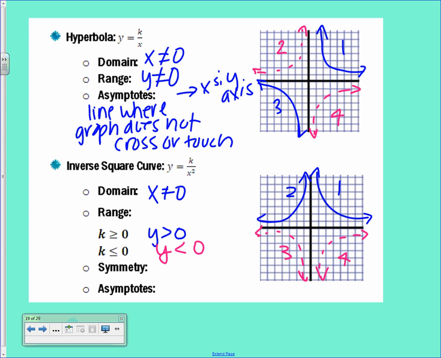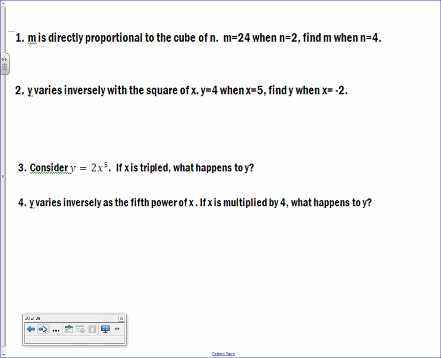Okay, because these branches are next to each other, they also do have y-axis reflection symmetry. And this also has the x and y-axis for the asymptotes. So those are the basic things that we talked about in these graphs. Let's go ahead and move on to a different topic, which was just variation in general.